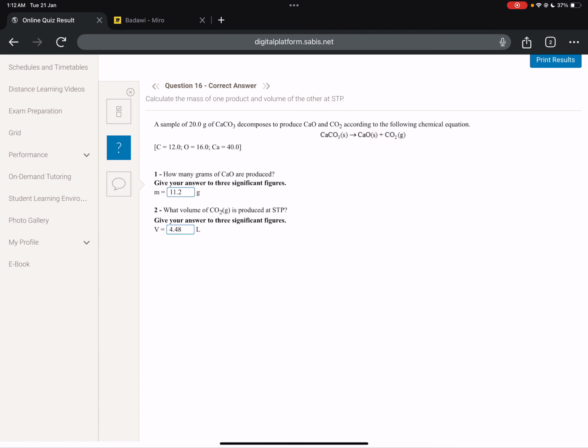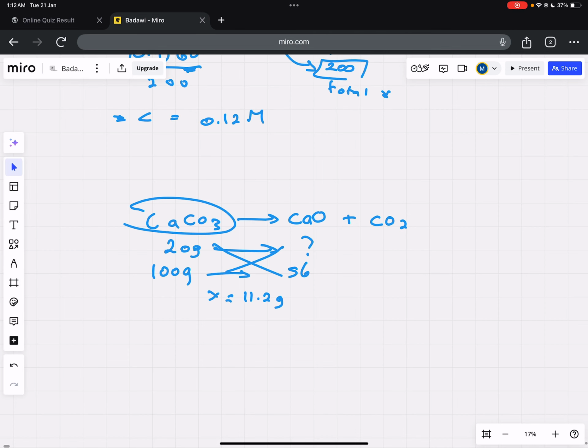Now, what volume is at STP? So this is, pay attention to it. STP means the volume is 22.4. Now, if they said RTP, it will be 24.